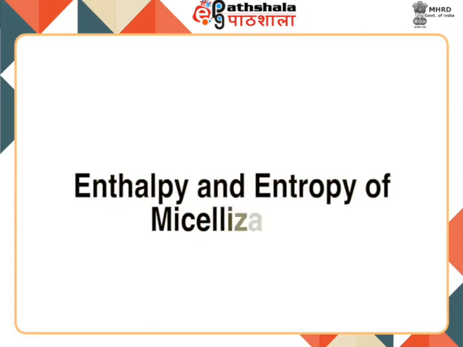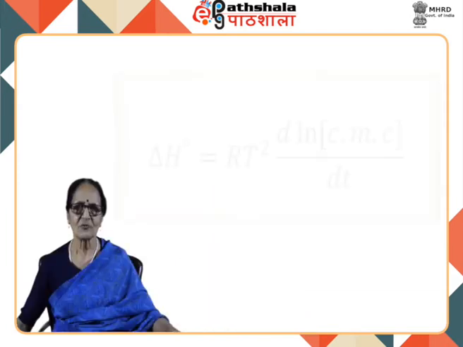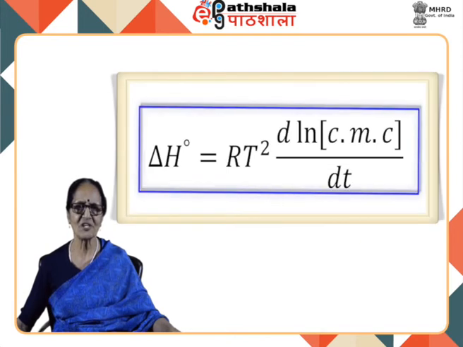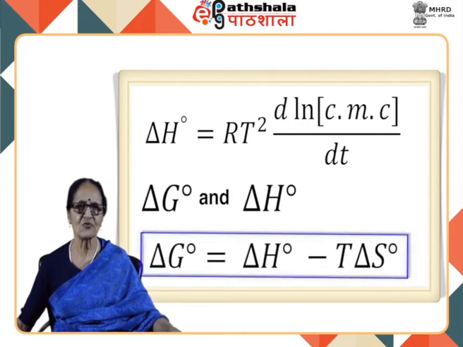Now we will understand how the enthalpy and entropy of micellization can be calculated. The enthalpy of micellization can be calculated from the variation of CMC with temperature. This follows from the equation, let us call it equation 23. The entropy of micellization can then be calculated from the relationship between delta G0 and delta H0. As we all know, G is equal to H minus TS, and therefore delta G0 is equal to delta H0 minus T delta S0. This is equation 24.